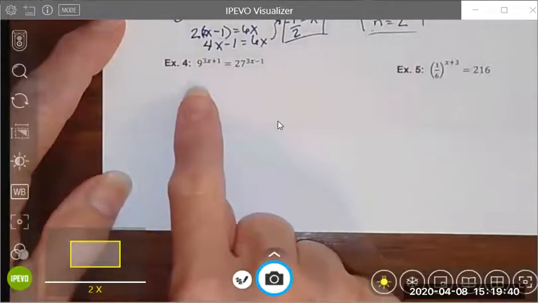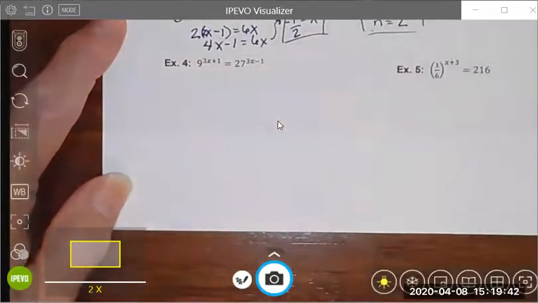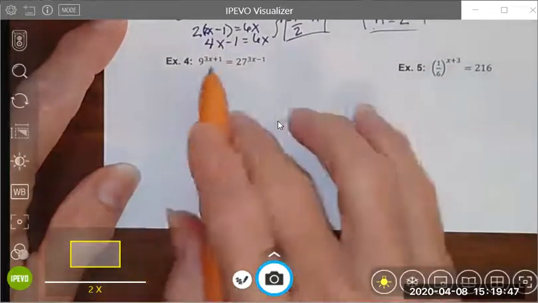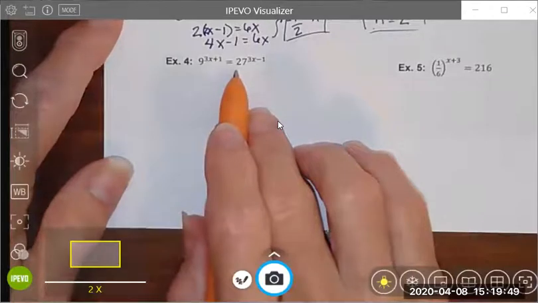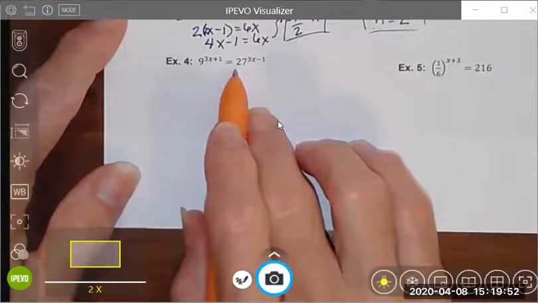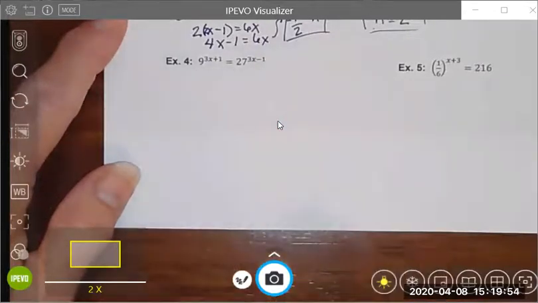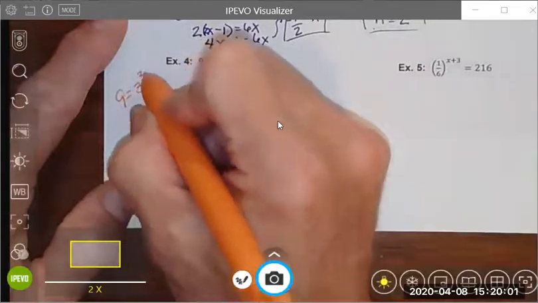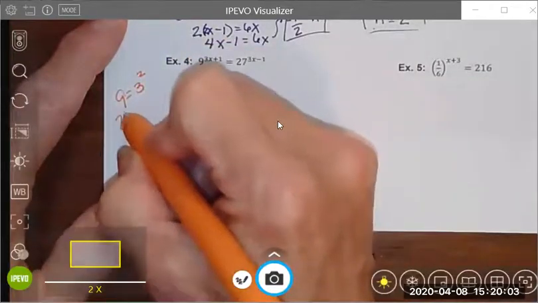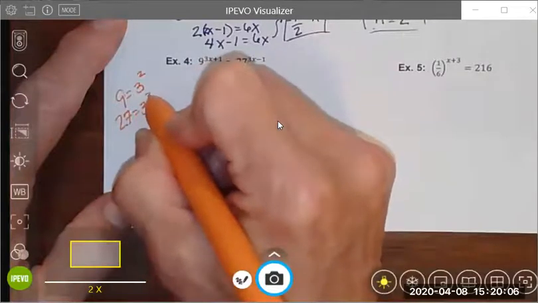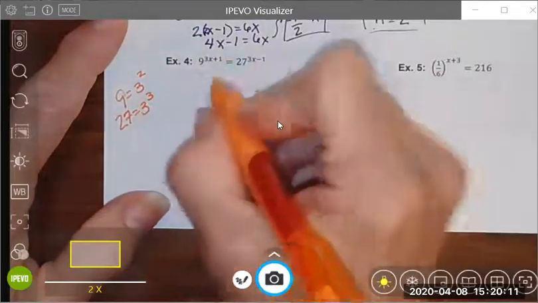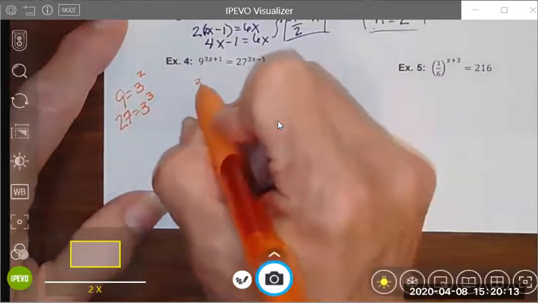If I look at example 4, the reason this one's just slightly different is that I don't have an immediate base that I can see. 9 and 27 are both powers of 3, though, so I can rewrite each side of this equation using base 3. 9 is 3 squared, and 27 is equal to 3 to the 3rd power. So I'm going to use those as substitutes for 9 and 27.